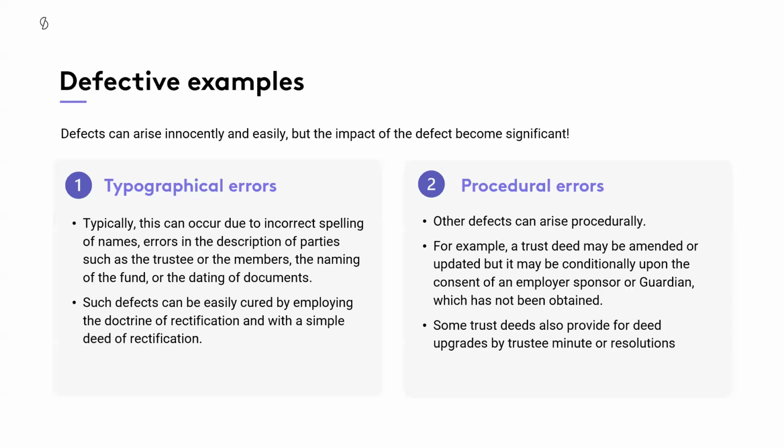Now, the other aspect that we see quite common is around following procedure in respect to that fund. Okay, so this is arguably the more significant area, because where the governing rules of the fund, where we're making subsequent changes, aren't followed, it is that element that provides the greatest risk to our clients. So, for example, if we have a trust deed that may be amended or updated, but it may be conditional upon the consent of, say, an employer sponsor, it could be a participating employer, it could be a founder, could also be a guardian in some instances.